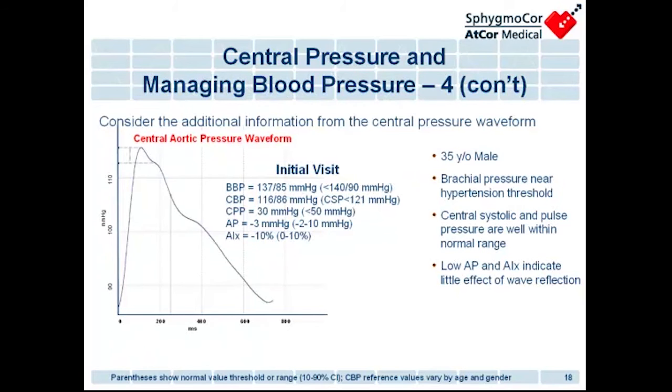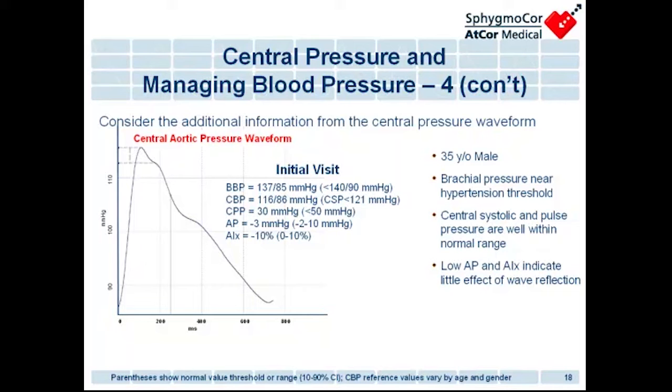Well, let's look at the central aortic waveform, and as you can see, we've got a brachial pressure near hypertension, but the central and pulse pressure are well within the normal range. And the low augmentation pressure and augmentation index indicate little effect of wave reflection. Look at this, -10, -3.